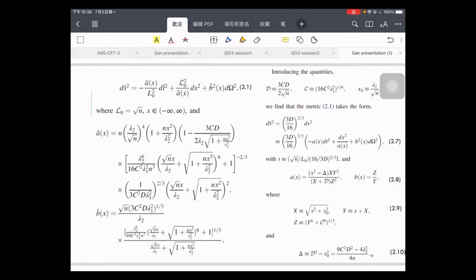In our paper, we want to study the properties of this model. To simplify it, we first introduce three quantities, three parameters. Here, the curly D, curly C, and X naught. So we can see after introducing these quantities, the metric is replaced by a simpler form, 2.7. And we just need to study the metric in this form.